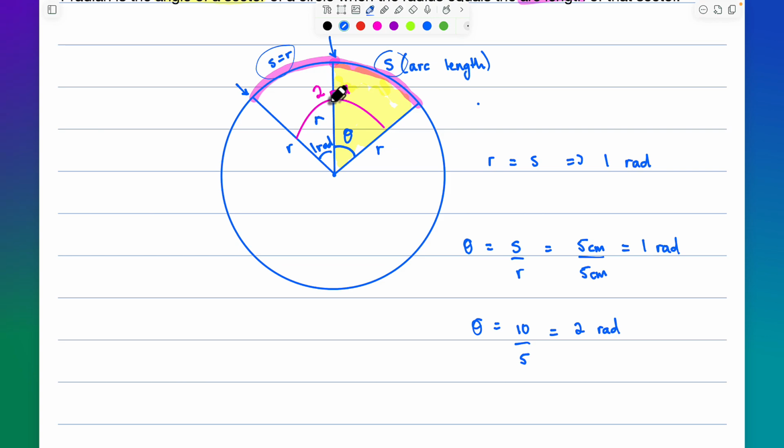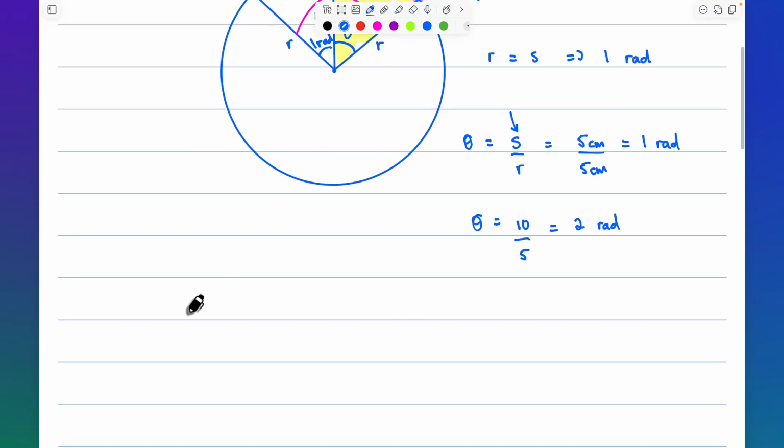Because the moment we had 2 sectors, we had one sector with an angle of 1 radian, another sector with an angle of 1 radian. So if we join those two, which means we have 2 arc lengths, that means we now have 2 radians. So another definition of a radian is that the angle in radians is the arc length divided by the radius. So theta in radians is equal to your arc length divided by your radius.